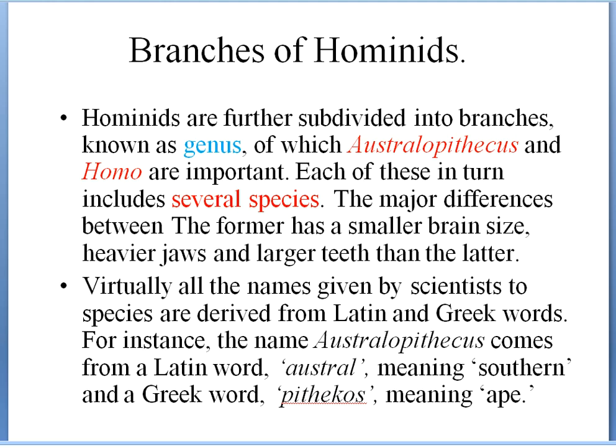Virtually all the names given by scientists to these species are derived from Latin and Greek words. For instance, the name Australopithecus comes from a Latin word austral meaning southern and a Greek word pithekos which means apes. So Australopithecus means southern ape. Southern ape means the ancient ape which was found in Africa.